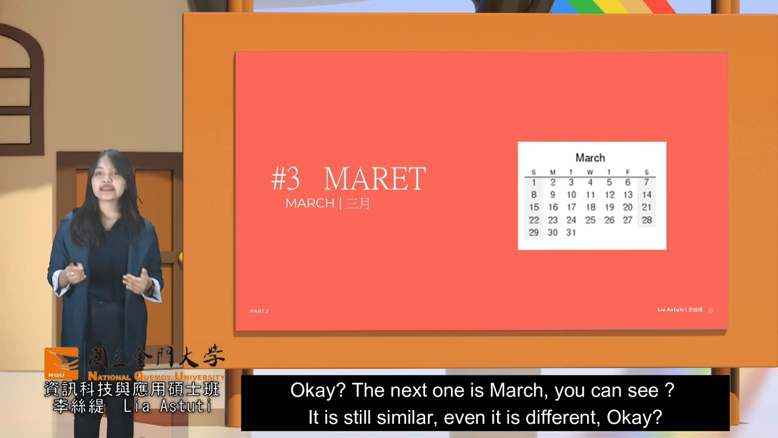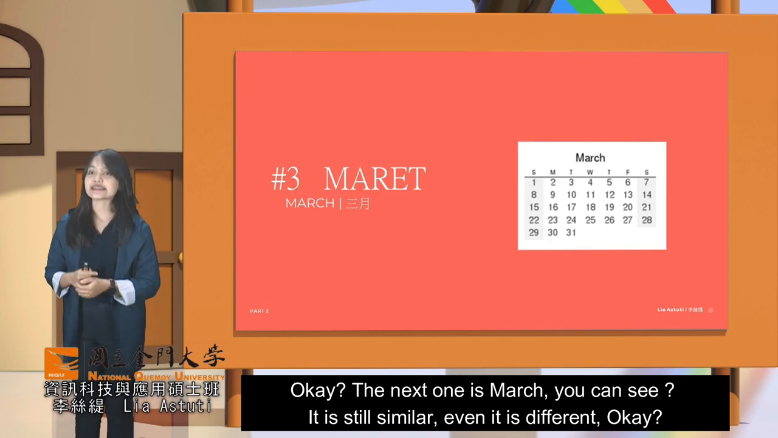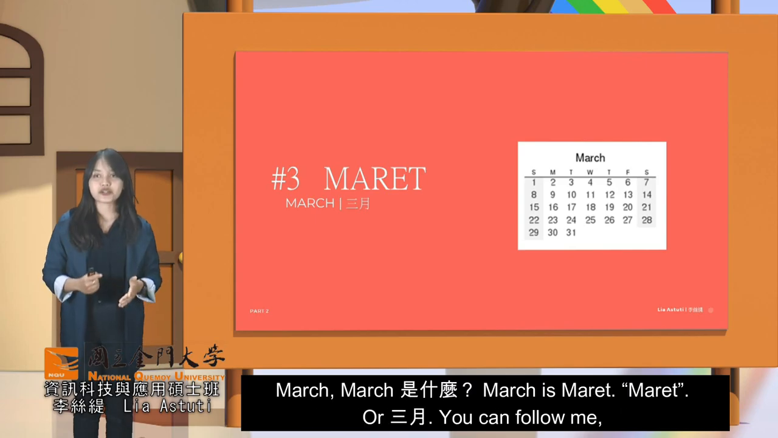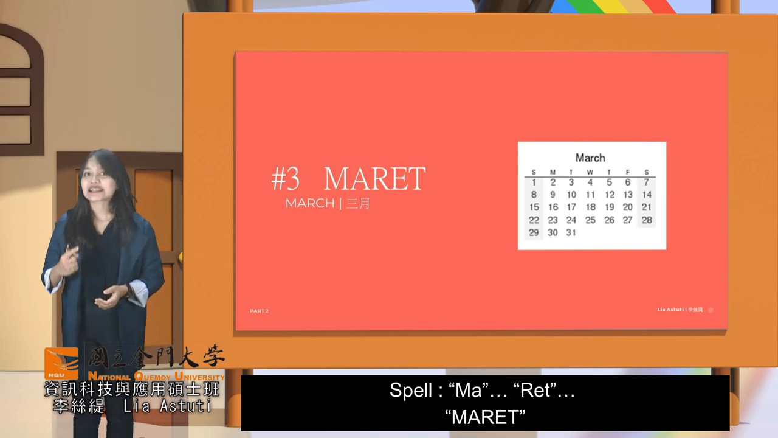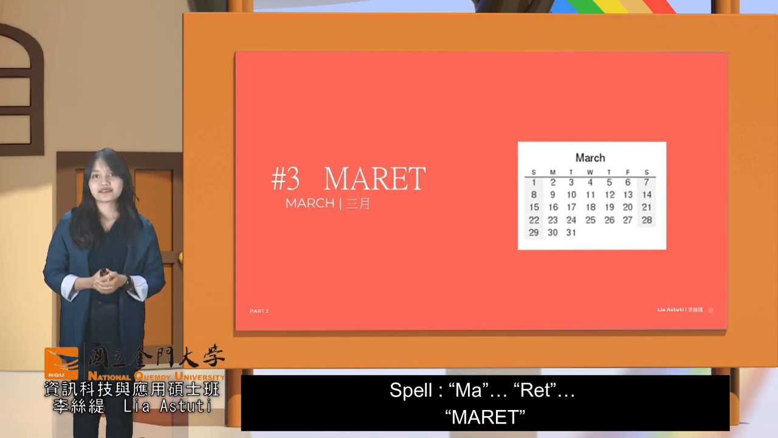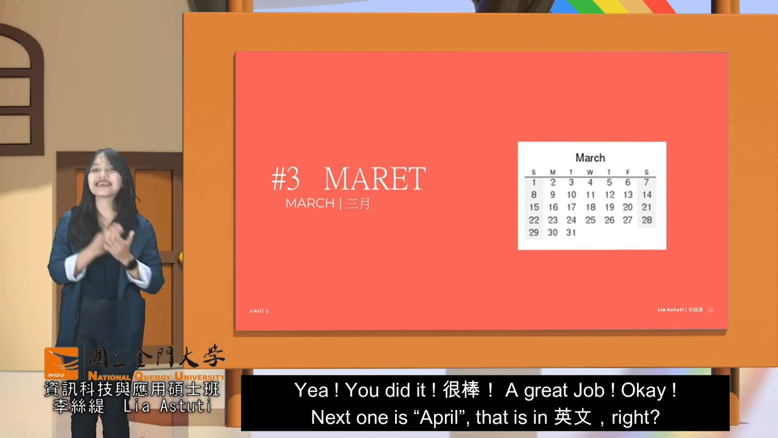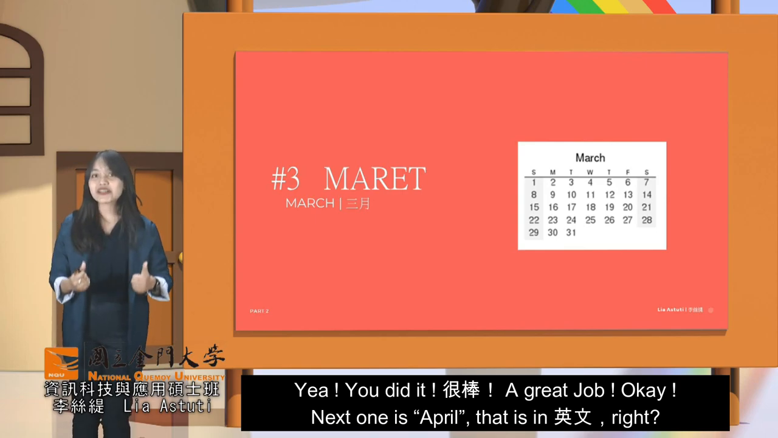You can see it is still similar, even though it is different. Okay? March is Maret, or 三月. You can follow me. Ma, ret. Ma, ret. Ma, ret. Maret. Yay! You did it! A great job!